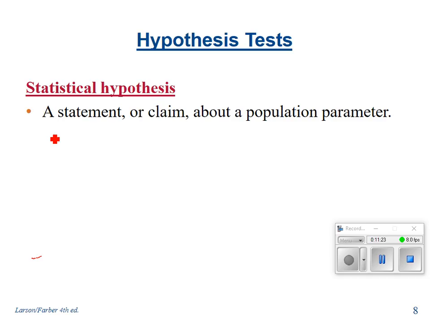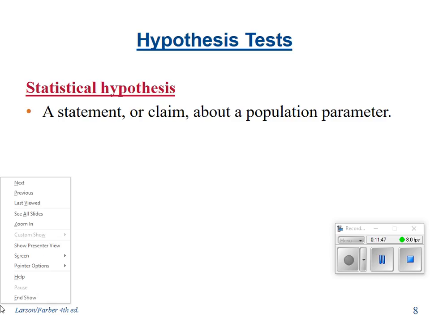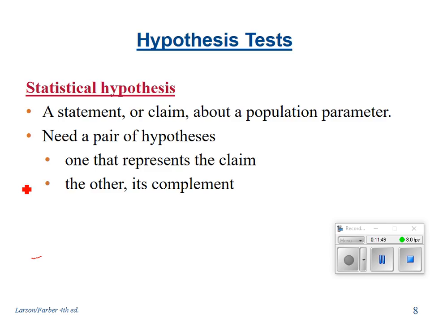Statistical hypothesis, a statement or claim about a population parameter. So this is what we're going to be doing. We're going to make a statistical hypothesis. So we're going to make a claim, or actually usually we will not make the claim. We'll let the company make the claim, and then we'll test it. You need a pair of hypotheses, one that represents the claim and one that represents its complement. When I say its complement, that means everything else.